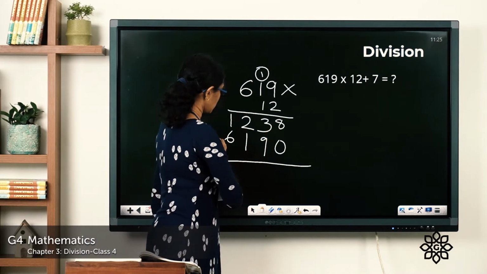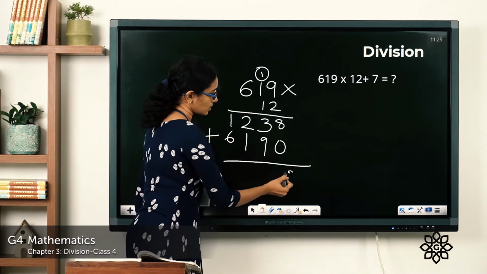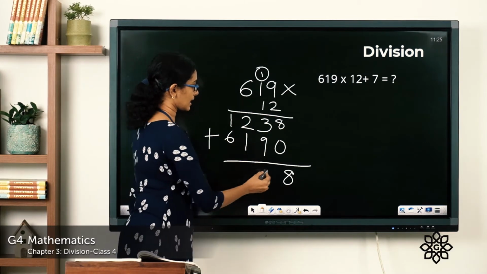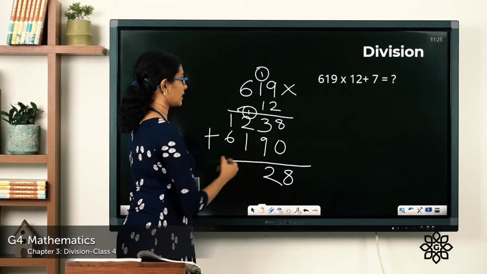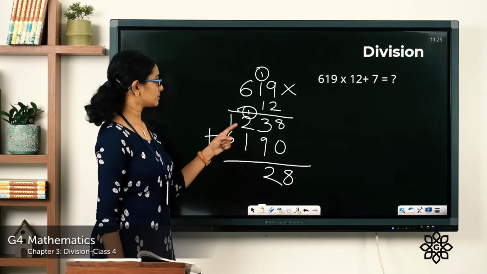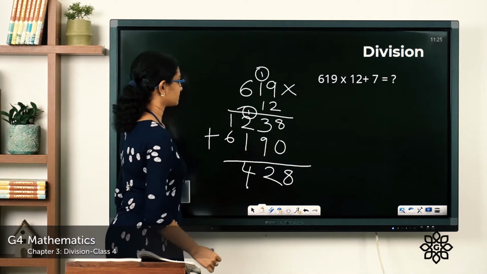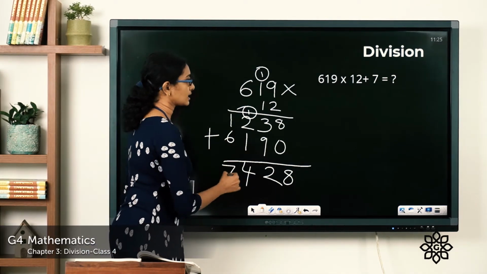Now 8 plus 0, you have to add the two products. 8 plus 0, 8. 3 plus 9, it is 12. A carry over 1. 2 plus 1, 3 plus 1, 4. 6 plus 1, it is 7.